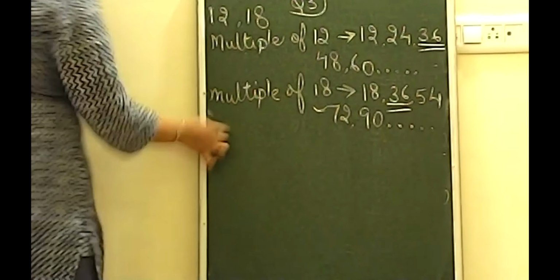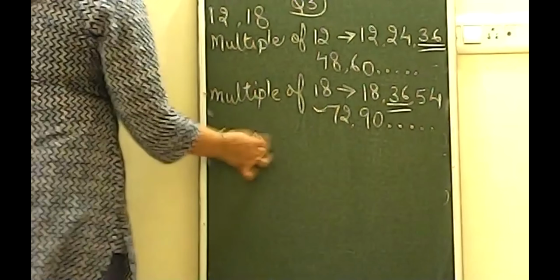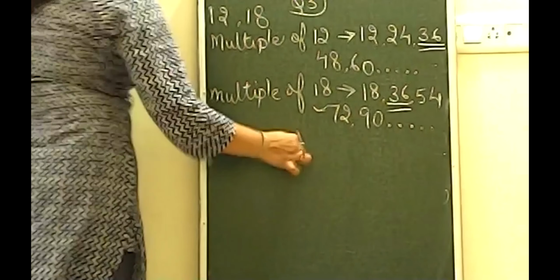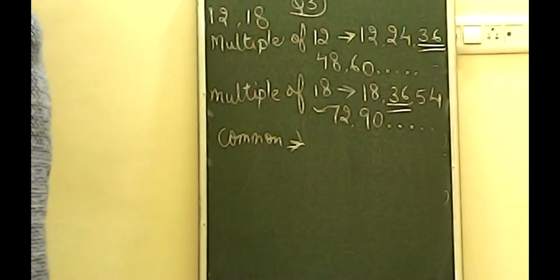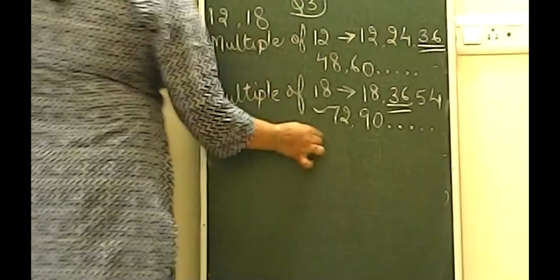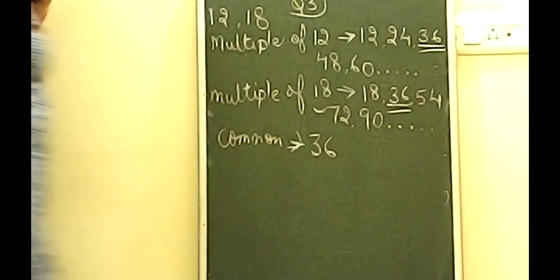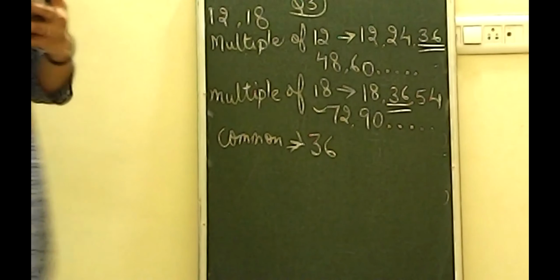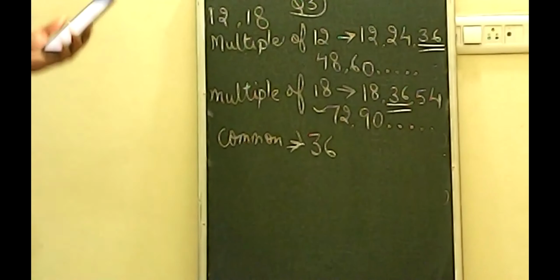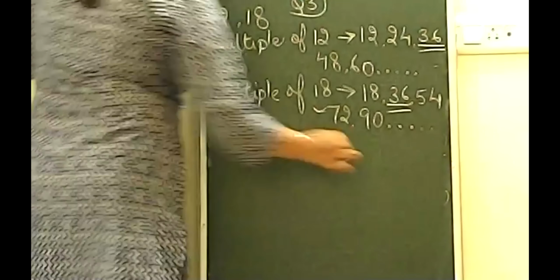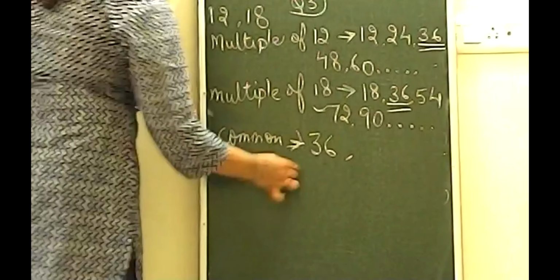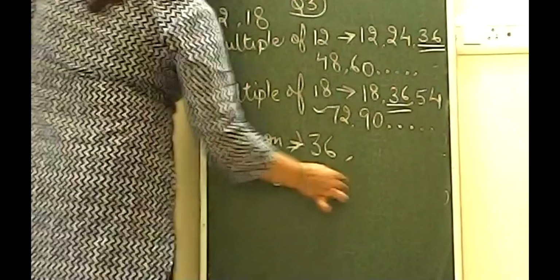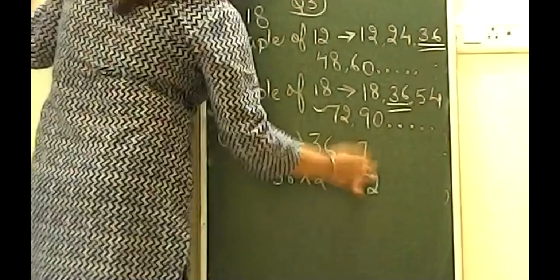Now let's see the common one here. Now, the question is asking that we have to find out 3 common multiples, but we got only one, so we will write only 36 here, and now we want 2 more. So remember, here you will write down 36, and the second common multiple will be 36 into 2. That will be 72. So 72.